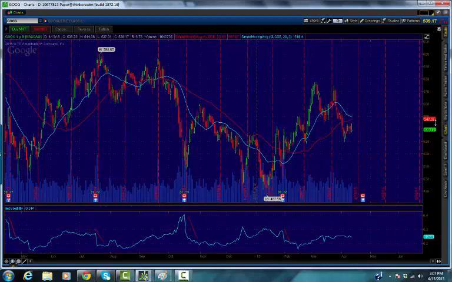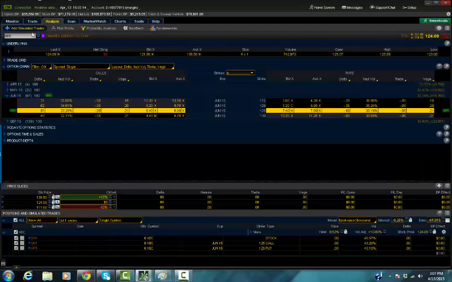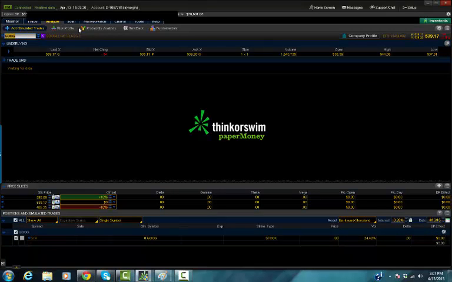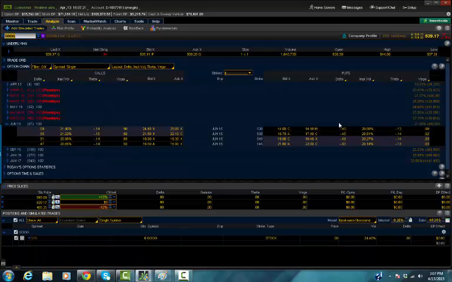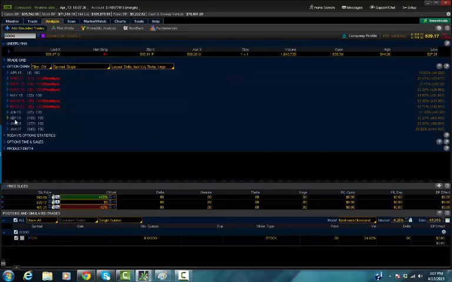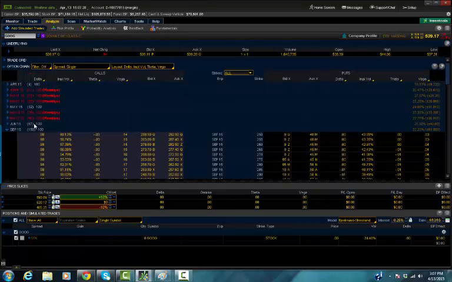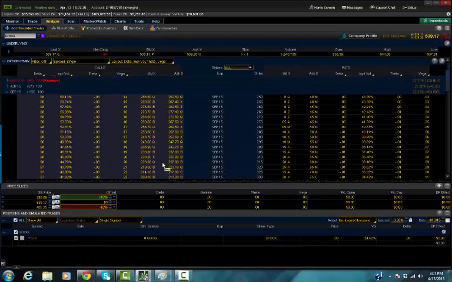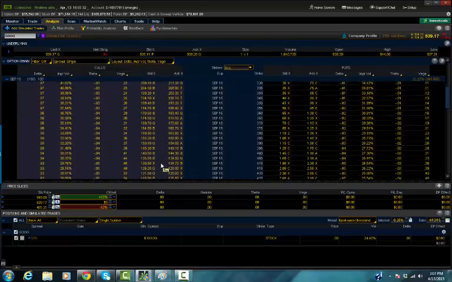Google's a $550 company. Now, this is one of those where you want to have the ability to do either the iron condor or the short strangle. If I look at GOOG and I change these strikes from 4 to all, I would run the numbers on September and June and consider both of them, but let's take a 10 delta option here.